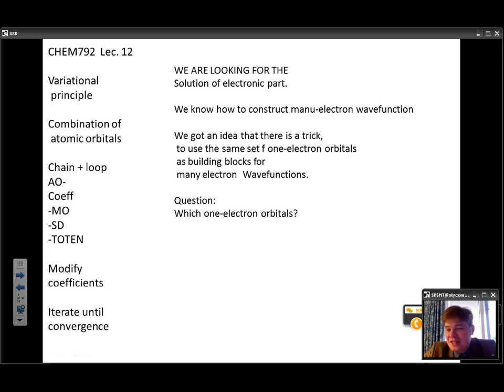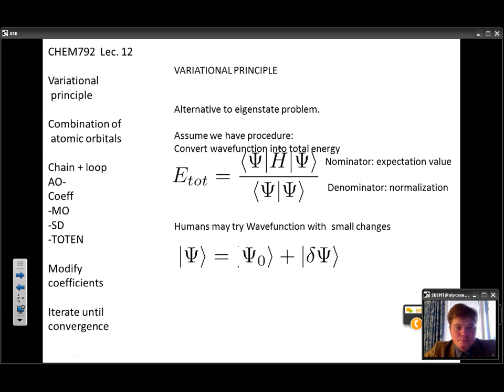But when I listen to myself, there appears a little confusion. There are hydrogenic orbitals on atoms, and there are some one-electron orbitals used for the Slater determinant. So they are different. There are atomic and molecular orbitals. And let's discuss it a little bit today. Okay? So I'm going to introduce the so-called variational principle. And this principle is an alternative to the eigenvalue, eigenstate problem.